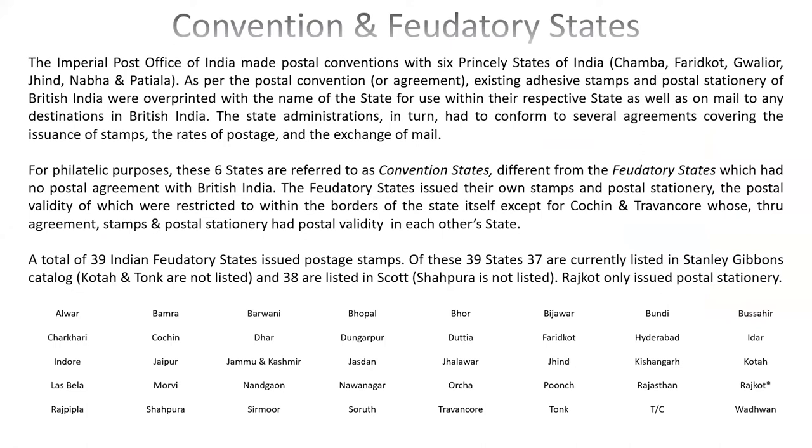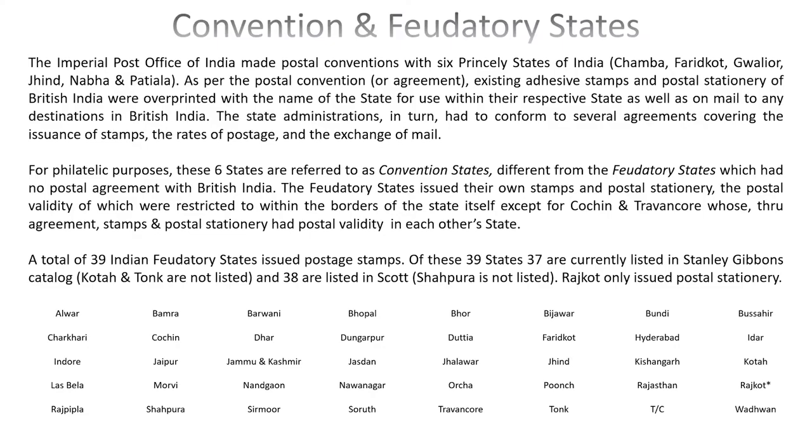Now, the difference being convention states are a group of six states that had a postal agreement with the imperial government, whereby they followed a certain set of postal rules and regulations on issuing stamps and rates and things like that, so that there was some sort of uniformity. These six states, which include Chamba, Faridkot, Gwalior, Jind, Nabha, and Patiala, their stamps and postal stationery were basically valid anywhere within their own state as well as all throughout Imperial India.